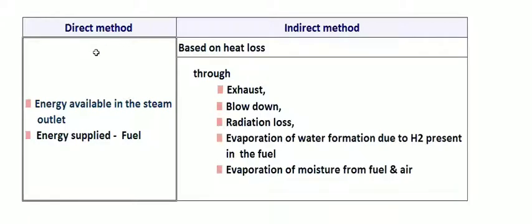It is a main advantage of this method. And various losses we want to identify, then only we can mitigate the losses that we can identify with this method. And in the indirect method, we are going to calculate where the heat losses are. We want to first identify them.